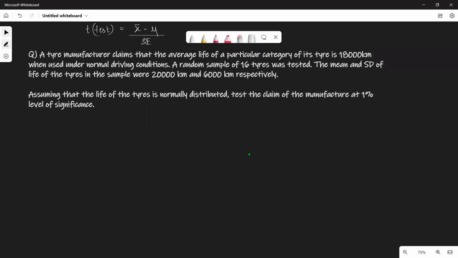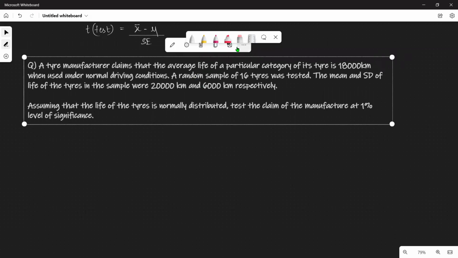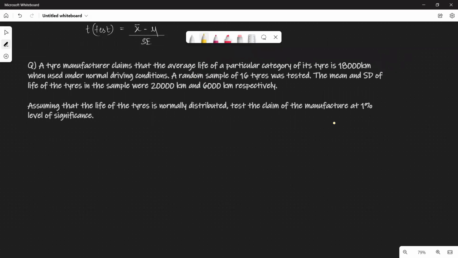Now, just observe this question once. It says that a tire manufacturing company claims that the average life of a particular category of its tire is 18,000 kilometers. That means this is mu. When we used normal driving conditions, a random sample of 16 tires. Can you see how small this sample is? Small n is 16 only, which is obviously less than 30.